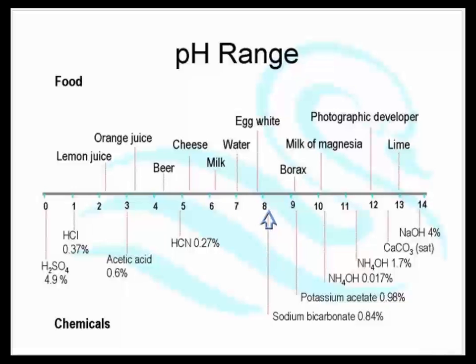Now, when we go up in numbers from 7, we go into the alkali region. Sometimes that's called bases. So we go into the alkali regions. Alkalis and acids, they're like enemies. They're like cats and dogs. So going down into the alkali region, the first thing we bump into is egg white, slightly alkali. Sodium bicarbonate is alkali.